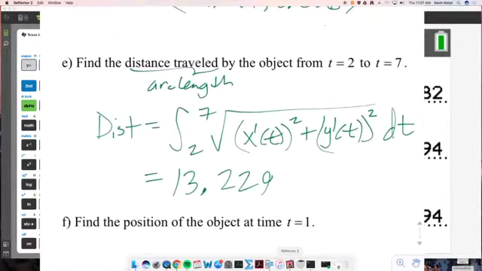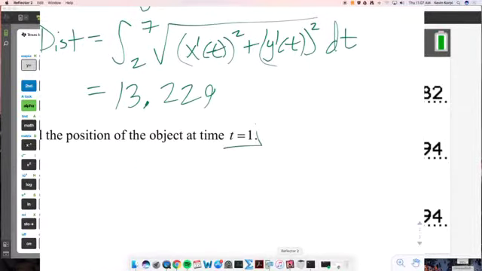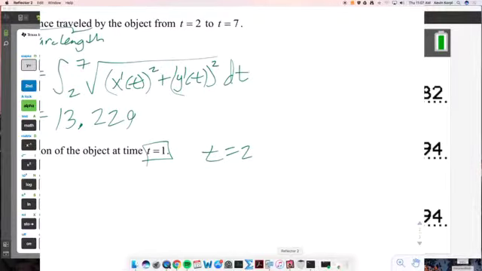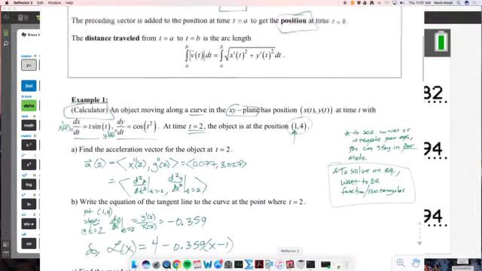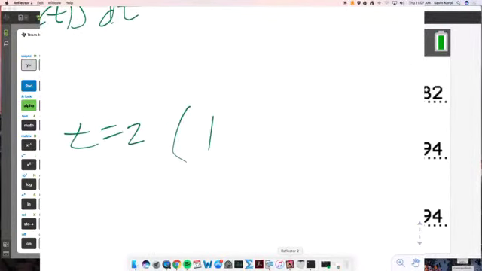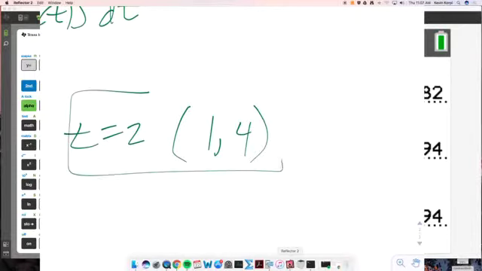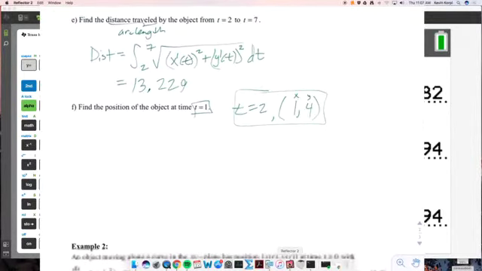I'm getting tunnel vision here. I'm not seeing the whole story here. I want to find actually where it is at 1. We know where it is at 2. Let me come back up here so I can see it. Okay, there we go. So here's the initial information. Here's your starting x, here's your starting y, and that corresponds to 2. Okay, I got it now.